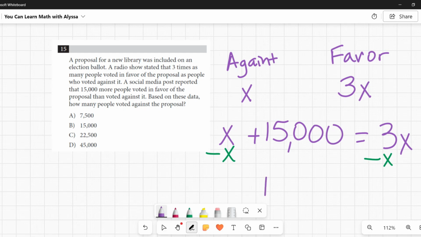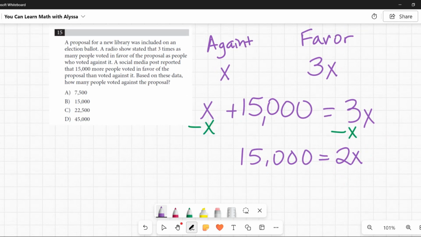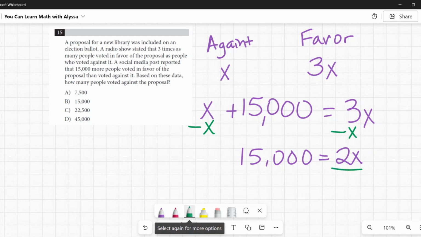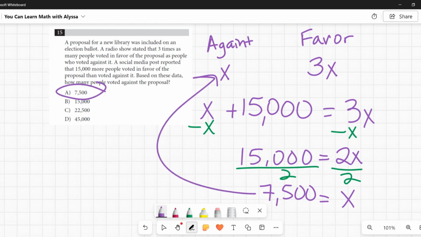I get 15,000 on the left. 3X minus X is 2X. And so now to solve for X here, X is being multiplied by 2, so I need to do the opposite. I need to divide by 2. And I get just an X on the right, and 15,000 divided by 2 is 7,500. That's my X, and that is how many people voted against it. A, 7,500 is my answer.